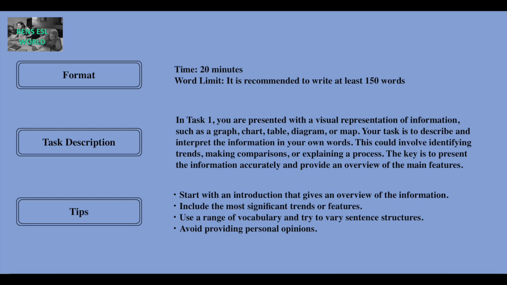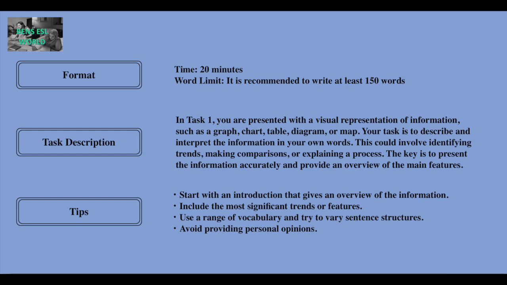diagram, or map. Your task is to describe and interpret the information in your own words. This could involve identifying trends, making comparisons, or explaining a process. The key is to present the information accurately and provide an overview of the main features.